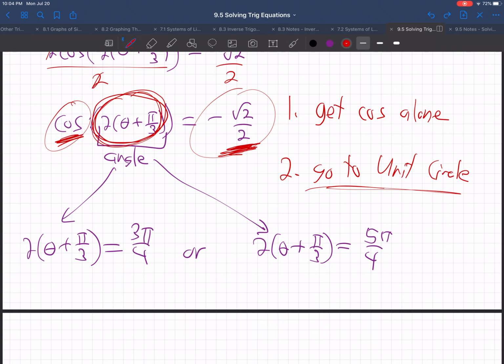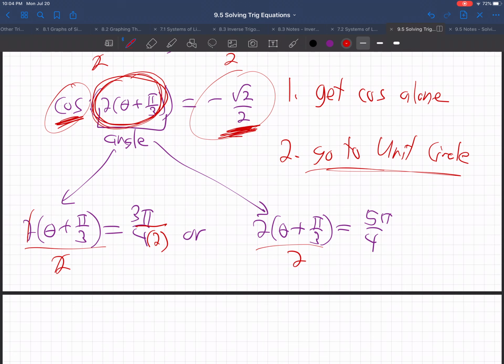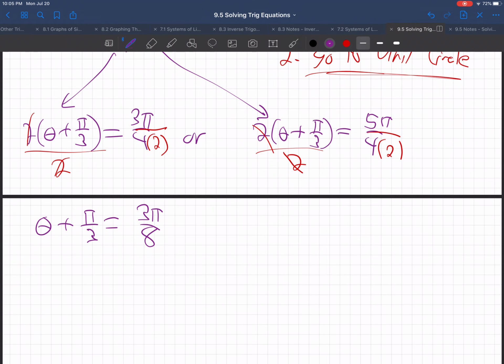So I'm just going to say, okay, divide both sides by 2. And how do you divide a fraction by 2? You stick 2 in the denominator. Same thing over here, divide by 2, stick 2 in the denominator. Boom. What do we got? Theta plus pi over 3, and that's 3 pi over 8, isn't it? And over here, theta plus pi over 3 is 5 pi over 8.